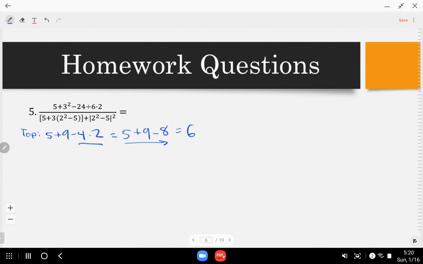Okay? And then for the bottom, again, we need to do these brackets first. And inside of these square brackets, we have parentheses. So let's do those first, 2. Okay. So 5 plus 3 times negative 1 plus, and then this absolute value. Now, absolute value is also like parentheses. So anything inside absolute value we want to do first, right?